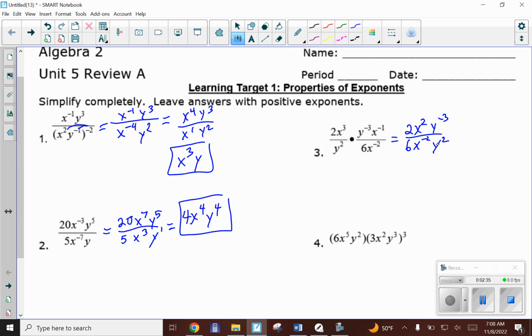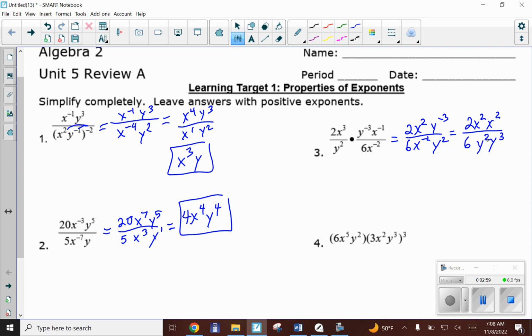The next thing I like to do is take care of all my negatives. So I'm going to switch some stuff around. So I'm going to leave everything else where it's at that's not negative. So I'm going to leave 2x squared on top. That y to the -3rd is going to have to go to the bottom and become y to the 3rd. This x to the -2nd needs to come up and become x to the +2nd. And then I'm going to leave the 6 here. And then there was also the y squared down at the bottom.